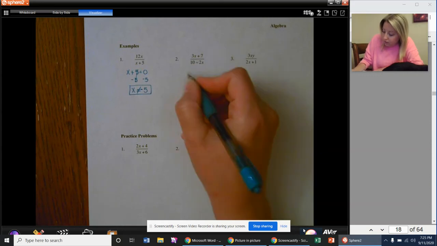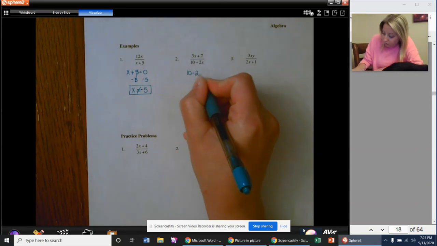Okay, again, let's take this denominator. Let's bring it out. Let's set it equal to 0.